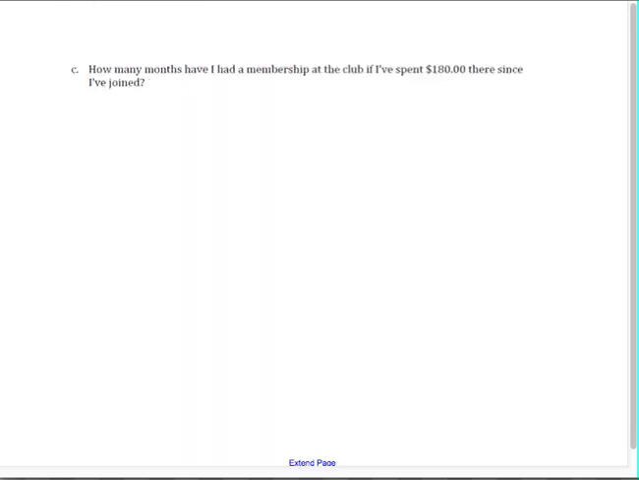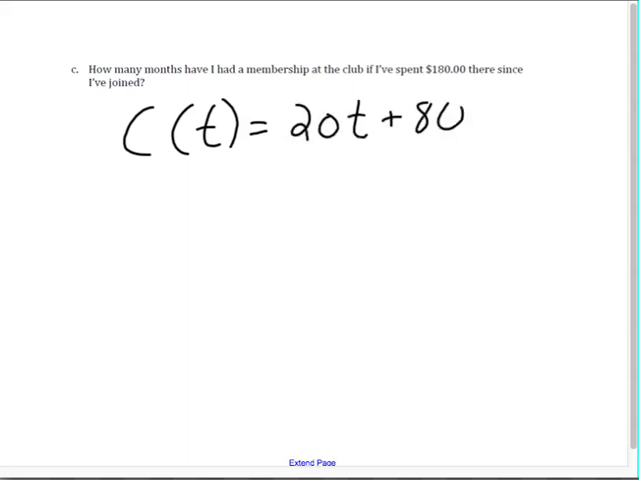Next question. How many months have I had a membership at the club, if I've spent $180 there since I've joined? Once again, same exact equation. C of T is equal to 20T plus 80.